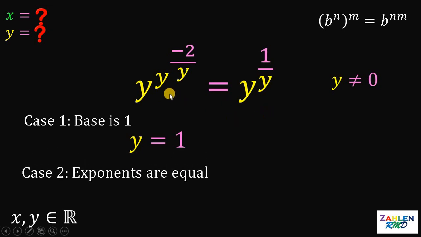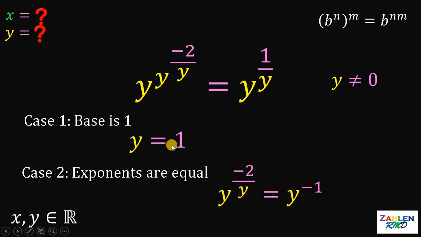So we can say that y raised to negative 2 over y equals 1 over y. Those are the exponents of the variable y. Now, let's simplify first the right-hand side. 1 over y is just y raised to negative 1. And again, we reach the point that we have two expressions with the same base. So, for case 1 of this equation, the base equals 1.